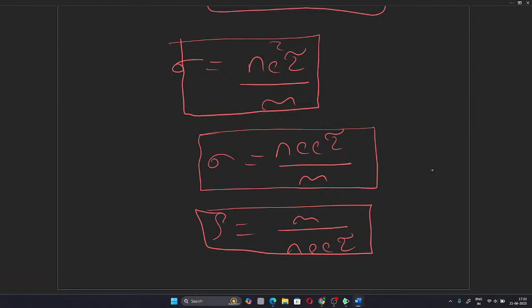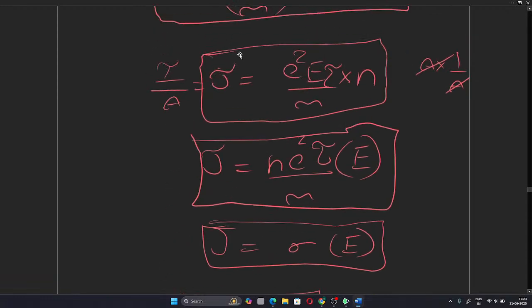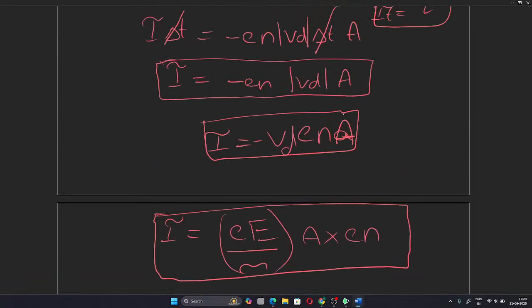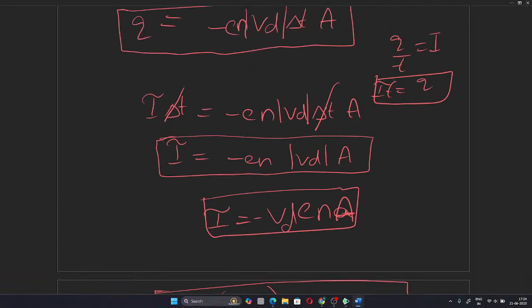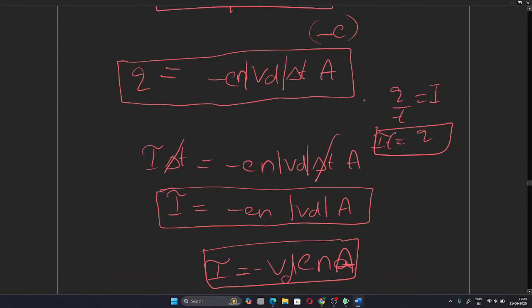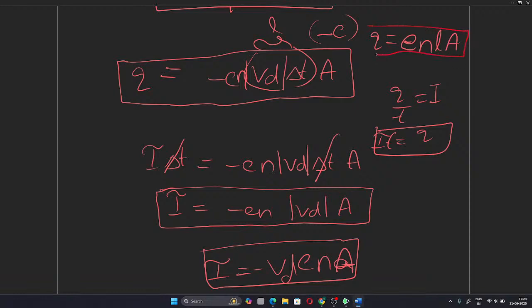We got three important formulas here: current equals negative of V d e n A, and Q. This both we can write as L. If we write it as L, we can get that Q equals, we can take charge as e itself instead of taking minus e. N e A L. This is the charge formula, which we can write as Q equals A n e L.